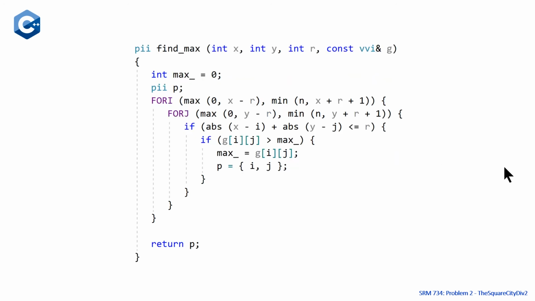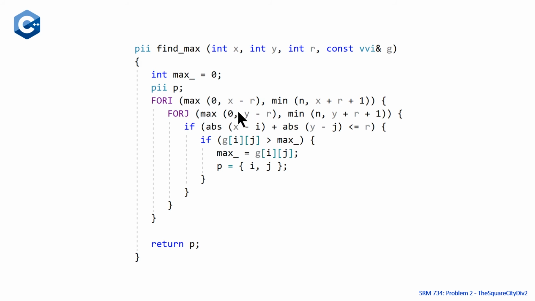So let's take a look at this find max function. All we're doing here is we're keeping track of what the maximum temperature is that we have access to from our current starting point, which is given by x, y, and then we have this pair of integers, which is going to be the coordinates of that maximal temperature. So we're basically doing a nested for loop once again, and we are just checking.